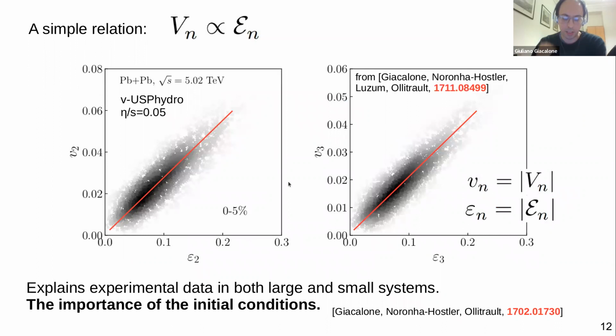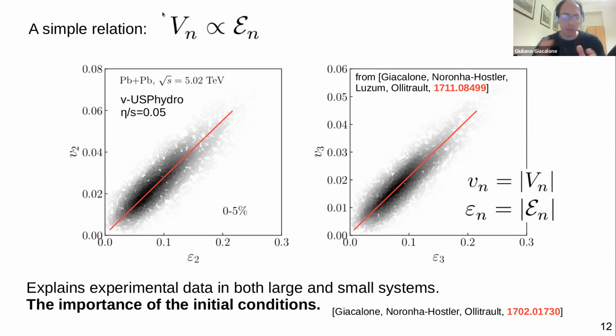So does it work in practice? This is just one simple way to see that. The relation is that Vn is generated by an epsilon n, which means that I can look at collisions. For instance, if I'm looking at central collisions, I do many collisions. So each point in this plot is one collision event, and then I record the initial spatial anisotropy for the second and the third harmonic in each of these.